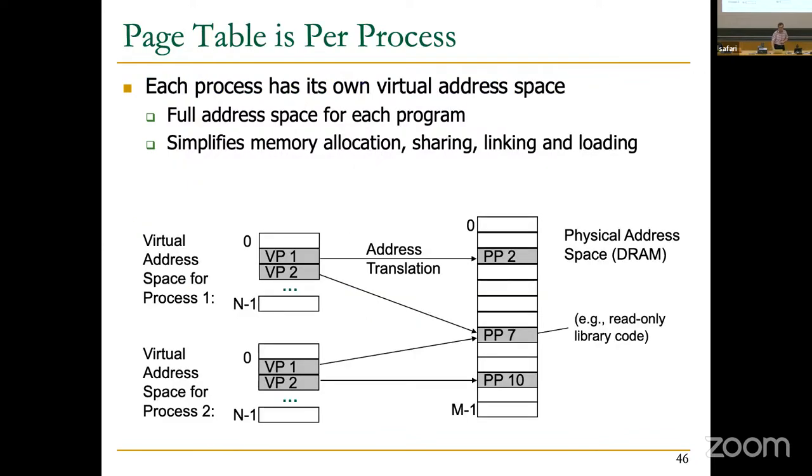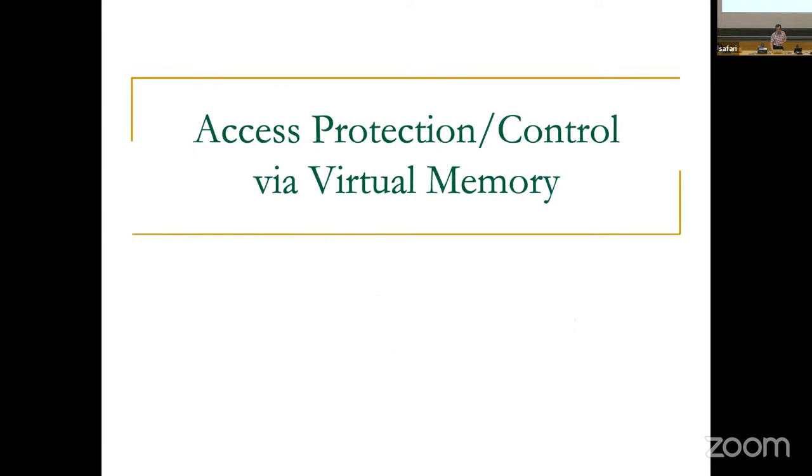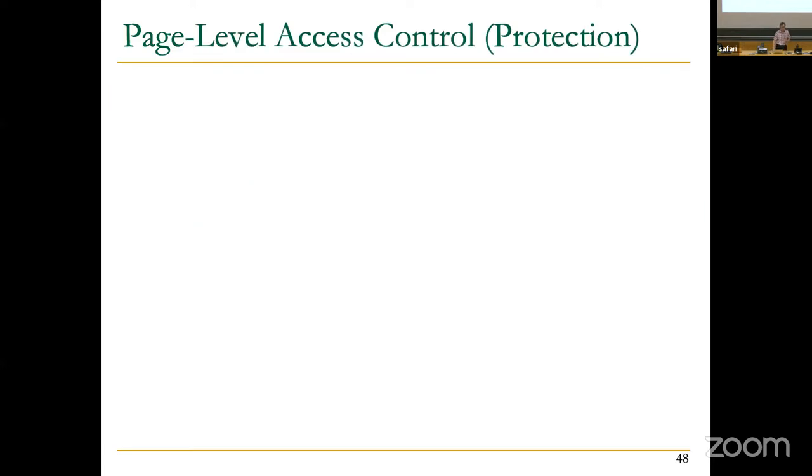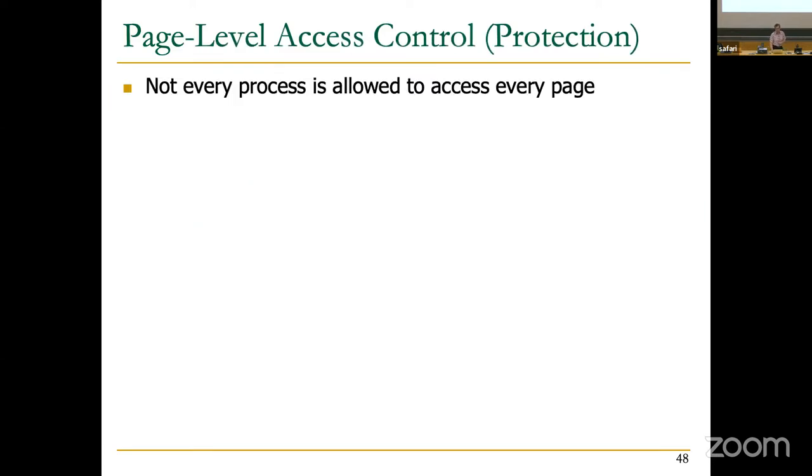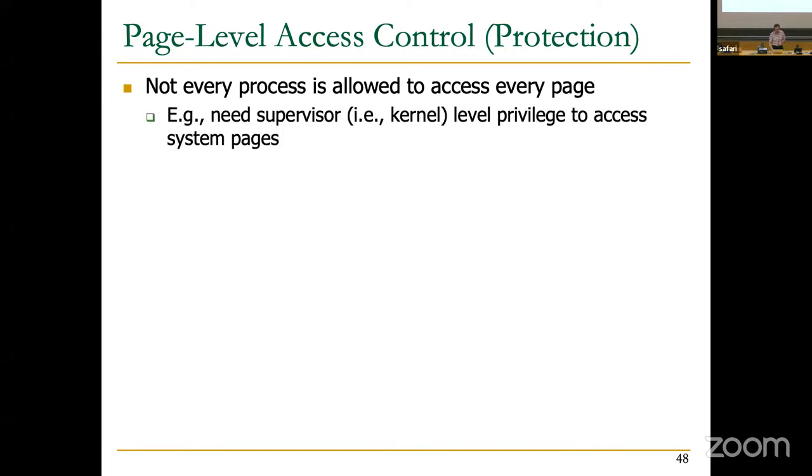Okay, so remember page tables per process, we've seen this. So essentially, access protection and control can happen also via virtual memory. And this is called page level access control or protection. Essentially, not every process is allowed to access every page. For example, you need supervisor level privilege to access system pages. An example of a system page is a page table. All of those page table structures are system pages. As a user, you should not have any access to it, right? Otherwise, you can change your permissions to access anything, right?